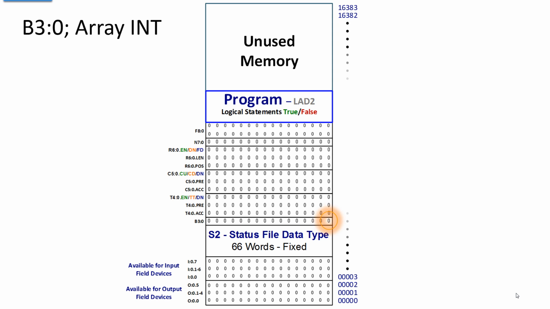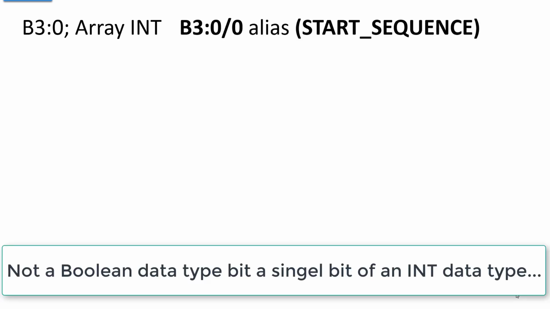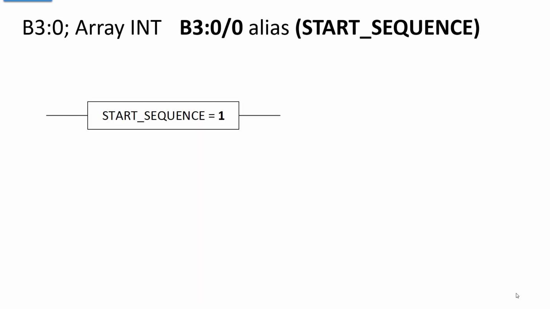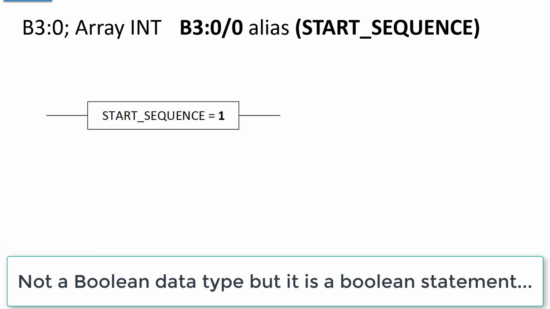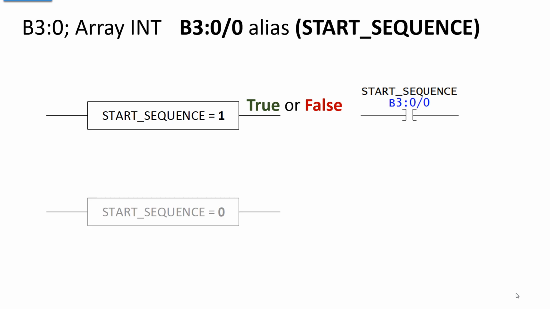Specifically, let's look at one bit: B3, word 0, bit 0. Let's alias it with the text "sequence start," just to pick something out of the air. This statement, start sequence equals 1, is true or false. Put in PLC instruction form, this is true if 1: B30/0 aliased start sequence. It's also true or false.